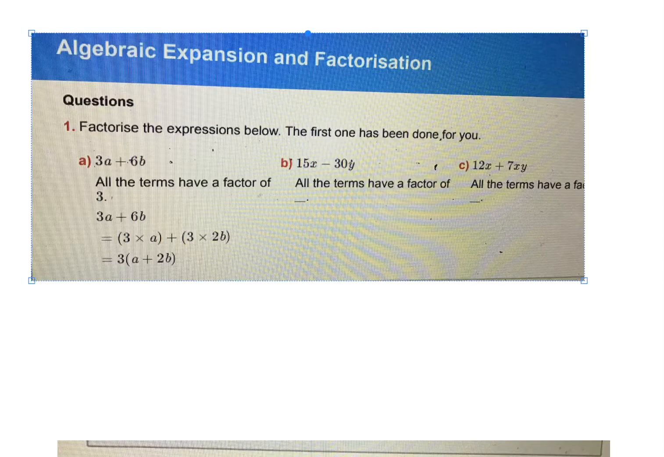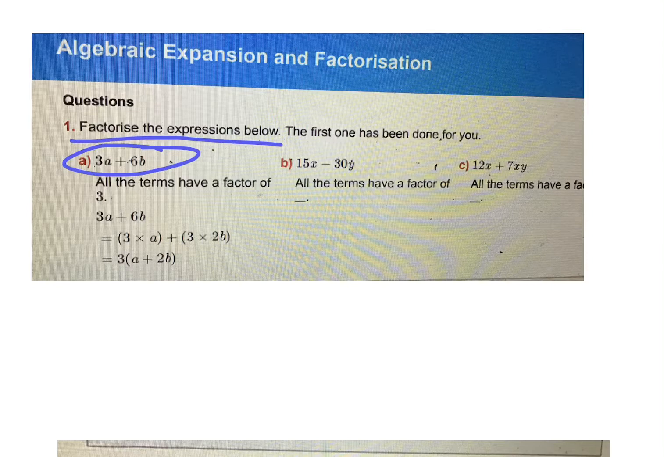Okay, algebraic expansion and factorization. So a lot of this is just factorizing, and some of it you might have to expand and then factorize your answer. So if you look at the first one, we want to factorize each expression.